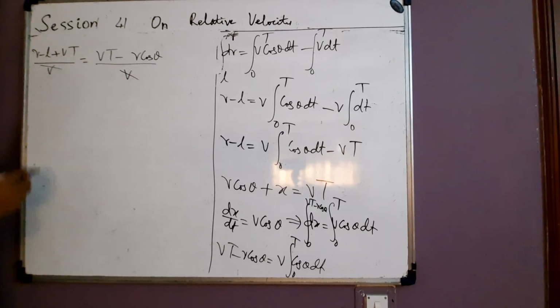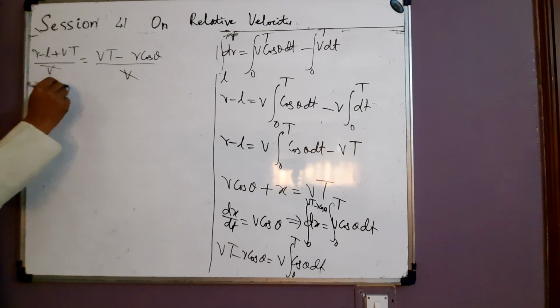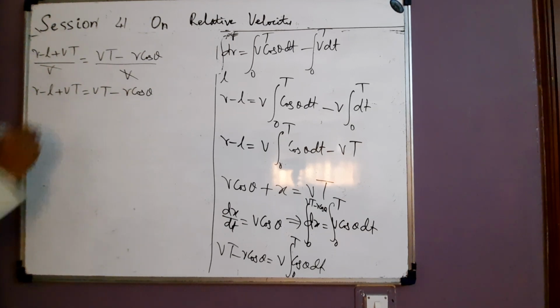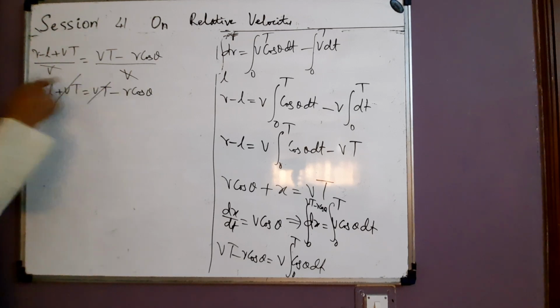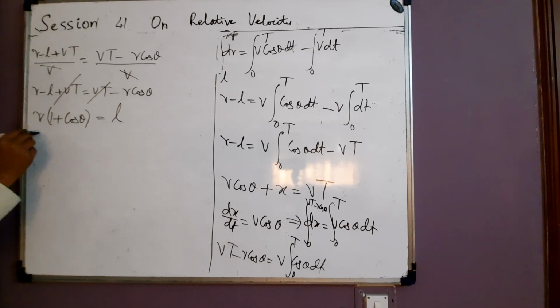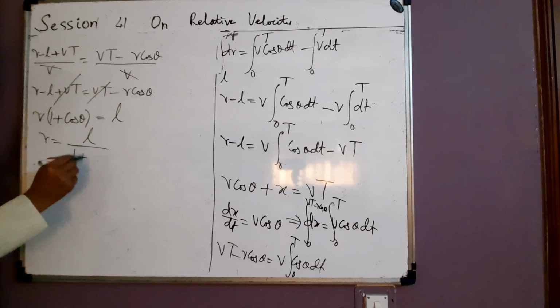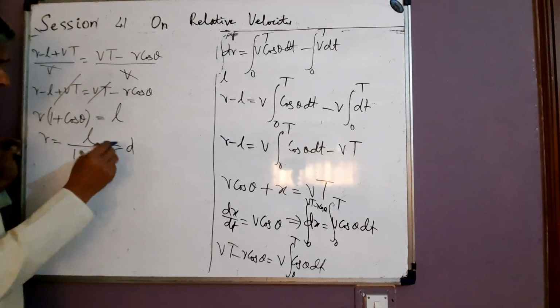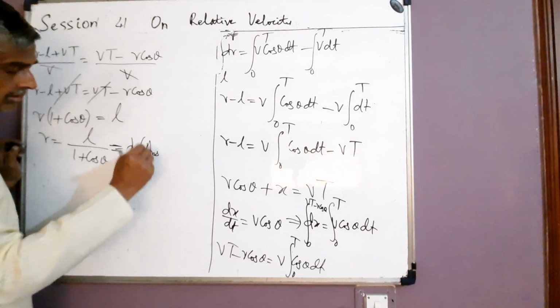V and V will go away. R minus L plus Vt is just equal to Vt minus what? R cos theta. Vt will go away. R comes this side, L comes this side. R into 1 plus cos theta is just equal to L. L by 1 plus cos theta is just D, which is replaced by R. So this is therefore the required answer.